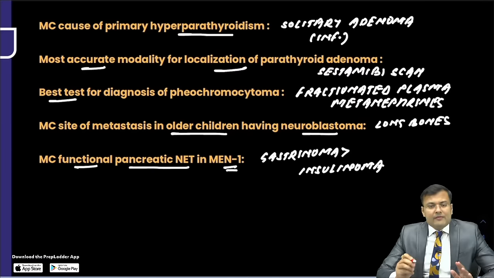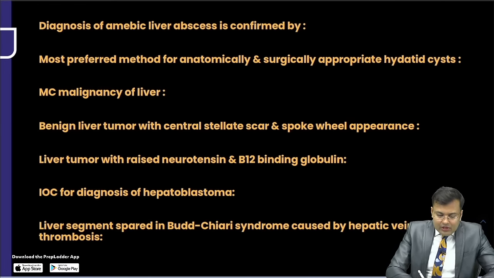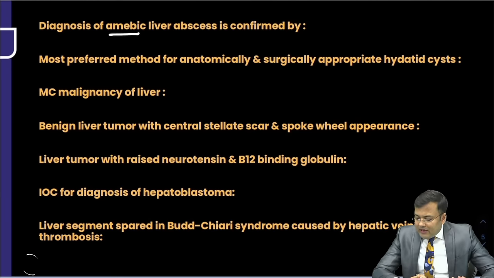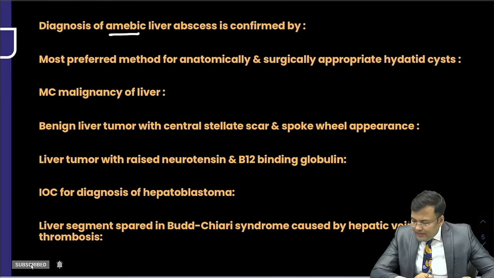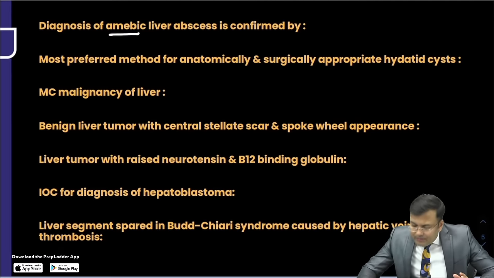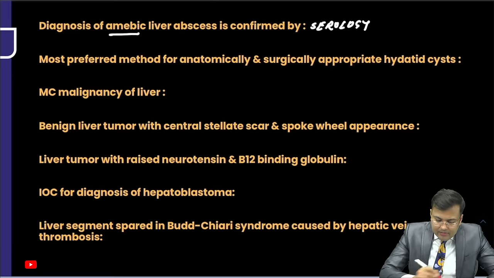Clear? Most common functional pancreatic neuroendocrine tumor in MEN 1. Now see next. Diagnosis of amoebic liver abscess is confirmed by, tell me, diagnosis of amoebic liver abscess. Not ultrasound. First person is Mohit Bansal. Serology. Very good. So it is serology by ELISA.